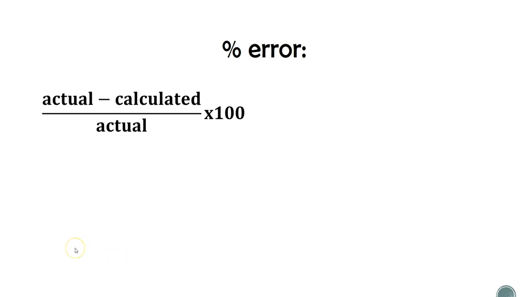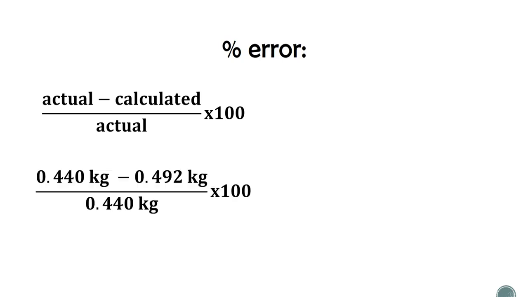When you get to that point after you've done your graph, you've found your slope, and you're ready to do your percent error, I know I talked about this in the graphing video, but we'll go through it one more time. We're going to do our actual minus the calculated divided by the actual. And in this case, actual is the actual real mass of our entire system, which is 440 grams or 0.440 kilograms. That's what it should be. That's what it was. Here's our calculated.